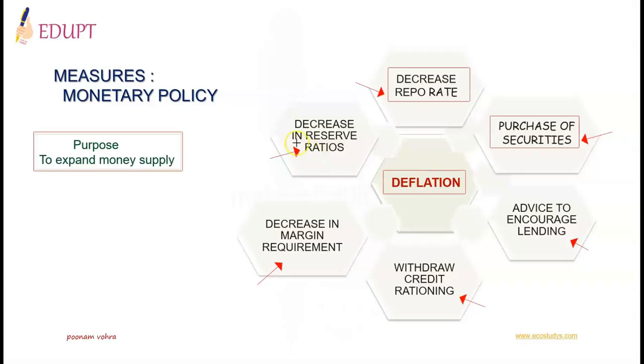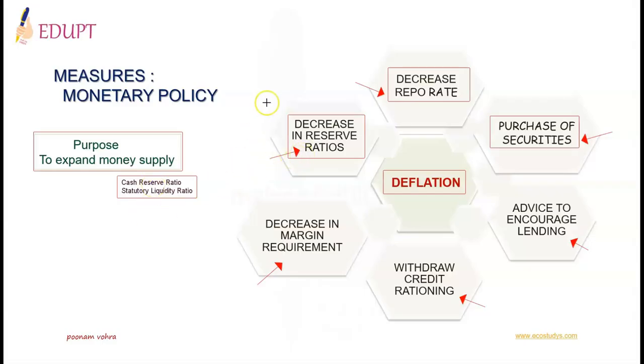So far as legal reserve ratios are concerned, there will be decrease in legal reserve ratio, whether it is cash reserve ratio or statutory liquidity ratio. It has been discussed earlier also that cash reserve ratio is the minimum percentage of net demand and time liabilities to be kept by the commercial banks with the central bank. So decrease in cash reserve ratio improves the reserves of the commercial banks.